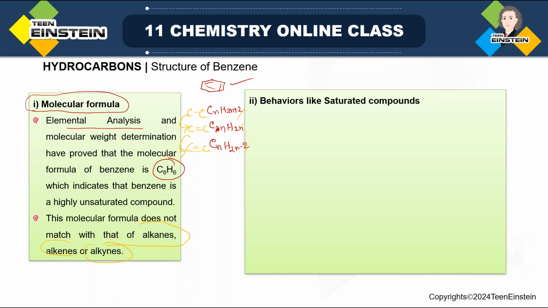Go to the next one, that is, behaves like saturated compounds. This heading means that benzene shows some behavior which is like a saturated compound. But here we just mentioned that it has a very high amount of unsaturation, and now we are saying that its behavior is like saturated compounds. So it is a little confusing, right?